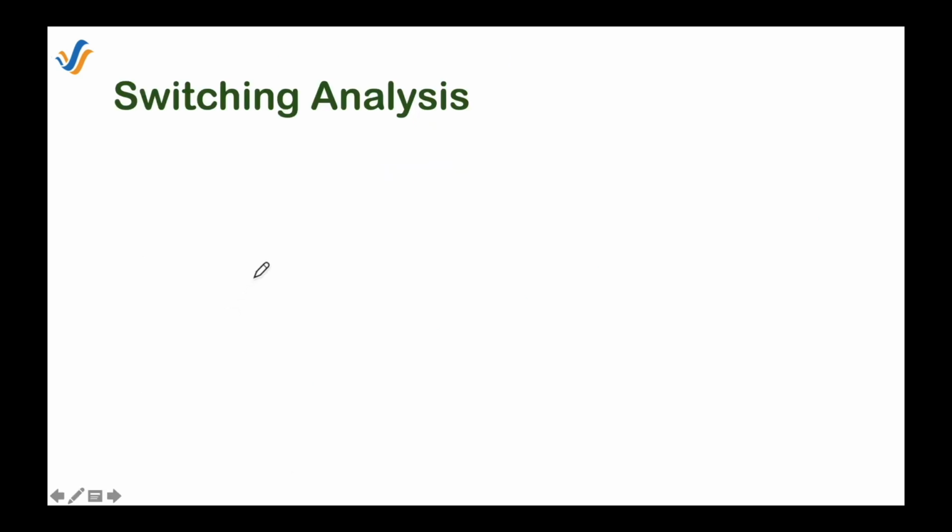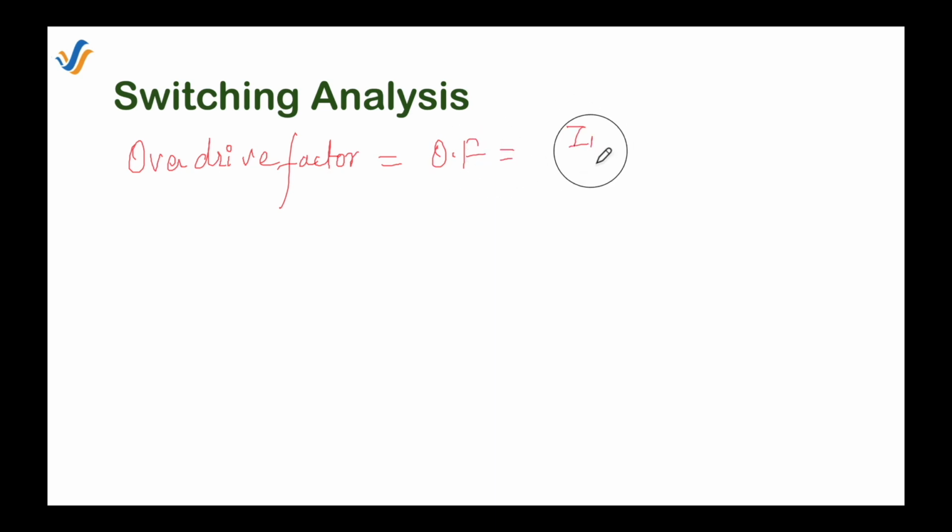Now for the switching analysis, we should know what is the overdrive factor of the switch. So this overdrive factor is actually the ratio of the base current before entering into the saturation region. So IB upon IB/EOS. So this is called overdrive factor.